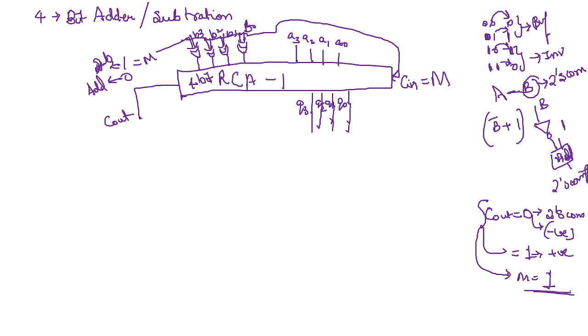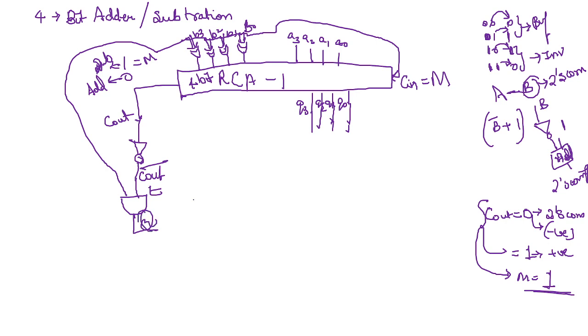So I need M to be 1. If M is 0, then it is addition, and the carry will be the overflow carry, so that time I need not take the 2's complement. So now I have to apply this condition. When carry is 0, I will get C out bar, let me name it as T, and I need this M bit to be 1. That time I have to perform the 2's complement of these bits.